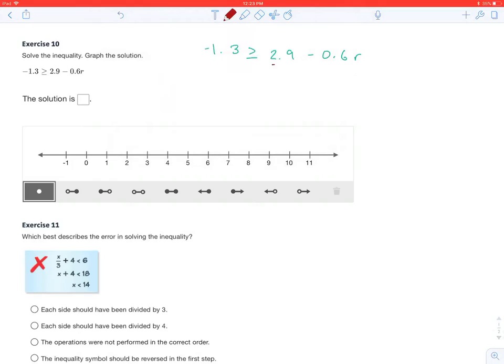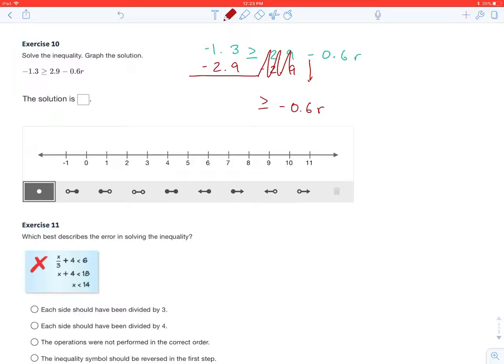So you have to ask yourself, is that 2 and 9/10 positive or negative? Well, it's a positive 2 and 9/10, and so to turn it into a 0, I'm going to need to subtract that same number from itself. That's going to cancel these out and leave me with, now this isn't a minus sign anymore, this is now a negative sign, so it's now negative 0 and 6/10 r, greater than or equal to, and then negative 1 and 3/10 minus 2 and 9/10.